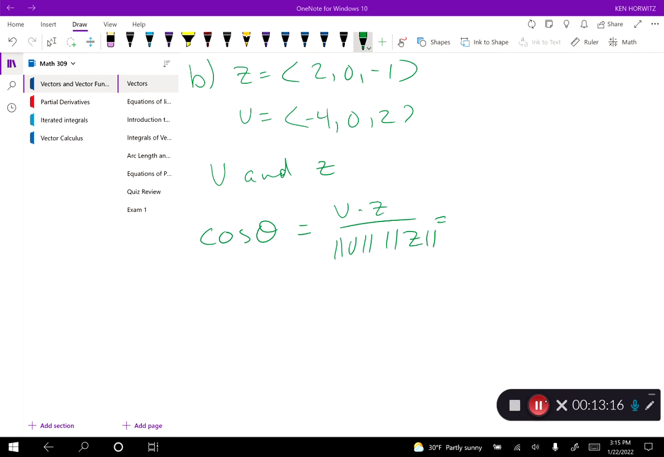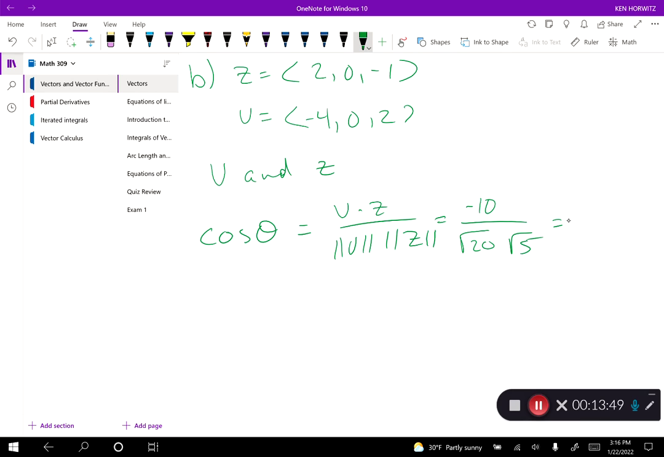All right, so hopefully you did your dot product okay, and hopefully you got a little bit more practice doing your magnitudes. For my dot product, I have negative 8 plus 0 minus 2, which gives me negative 10. My magnitudes were square root of 20 and square root of 5. If you're having trouble doing any of these operations, I definitely suggest you go back and practice. Things like dot product and magnitude are going to reoccur throughout your course.